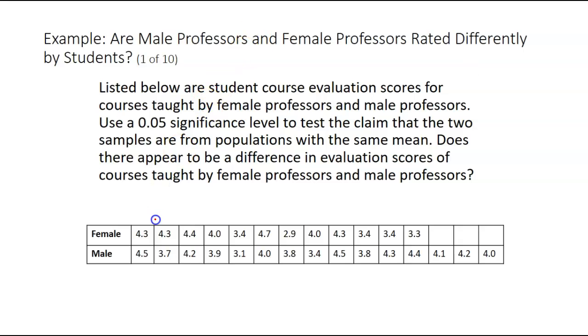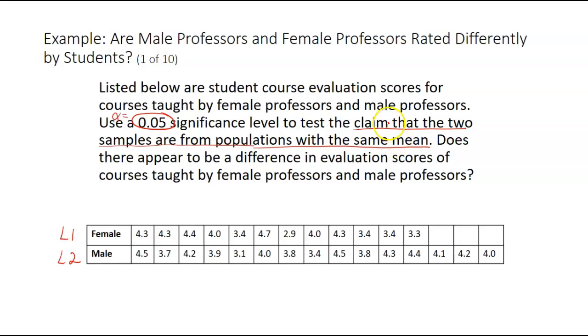I want to start by looking at this first example here. It says listed below are student course evaluation scores for courses taught by female professors and male professors. We want to use a 0.05 significance level, so that's going to be my alpha, to test the claim. Here's my claim: that the two samples are from populations with the same mean. Does there appear to be a difference in evaluation scores of courses taught by female professors and male professors? The first thing I want you to do is to enter this in for L1 and enter this in for L2 in your calculator. And then we're going to go through and set this up.